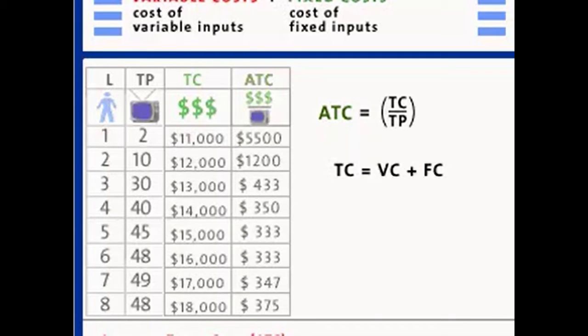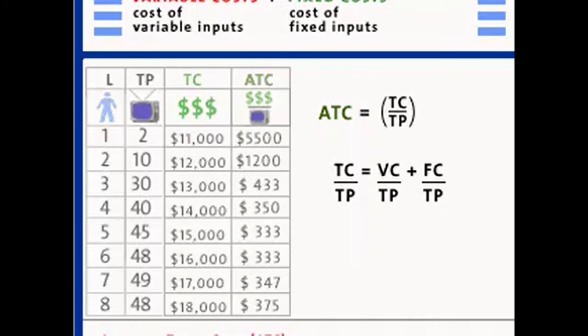Well, if we divide both sides of this equation by the total number of television sets produced, you can see another way, a way that might be easier sometimes, of calculating average total cost. Divide both sides by the total number of televisions produced, that is the total product, and you get this. Total cost divided by total product is equal to variable cost divided by total product plus fixed cost divided by total product. But you know what these 2 terms are. Each of these terms has its own definition.